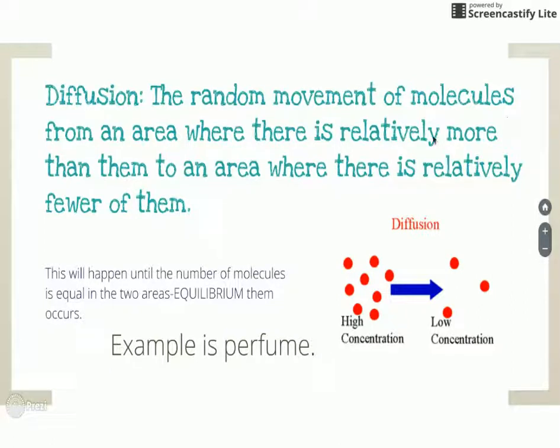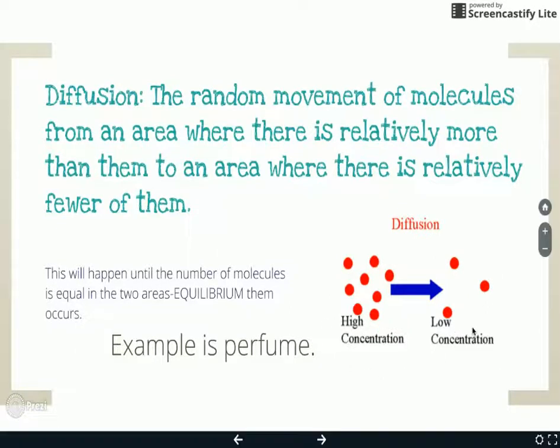So here is a picture of diffusion. You can see that there are more molecules in this area than in this area. That's what it means by high concentration and low concentration. High concentration is just a high number of molecules. Low concentration is just a low number of molecules. So what will happen is a few of these molecules will go over here until there's an even number on this side and on this side.